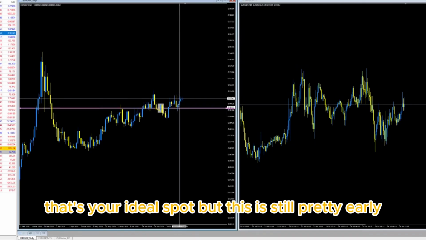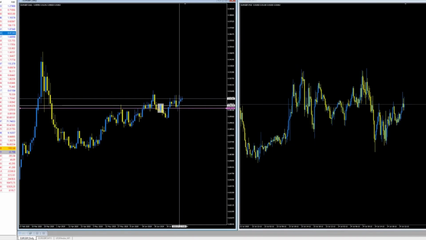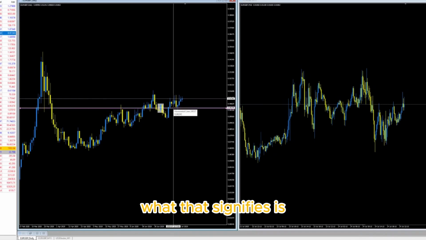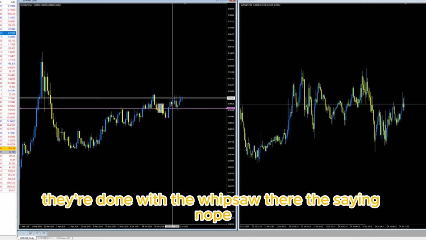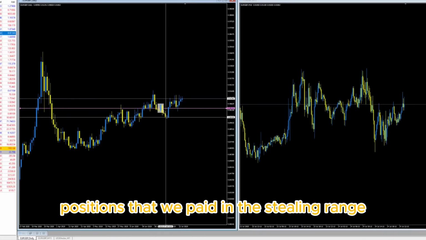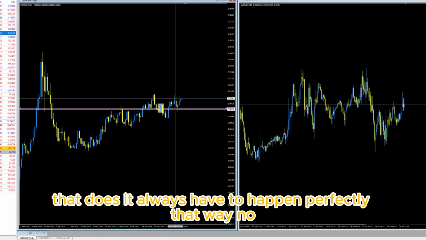That's your ideal spot. But this is still pretty early, and that's a pretty powerful signal. When you get that blatant respect of that level, what that signifies is the potential that the market makers are done dealing in this range. They're done with the whipsaw. They're saying, nope, we're gonna protect our average positions that we paid in this dealing range, and we're gonna move the market. Does it always have to happen perfectly that way?